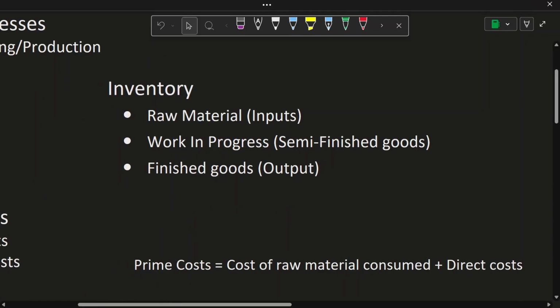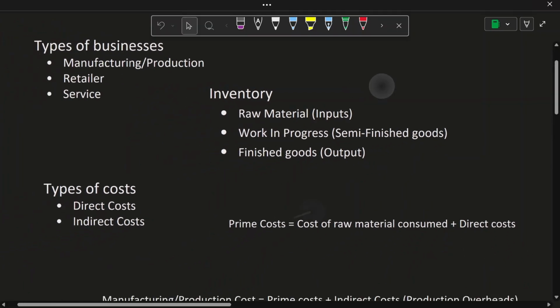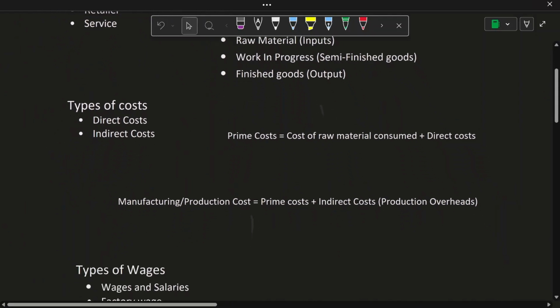Now, there are three types of inventories that you should know of. First of all is the input, raw material inventory. Then we have the semi-finished goods, which is your work in progress inventory. And we have the output, which we call the finished goods inventory. I recommend you memorize these three because they're going to be essential in your manufacturing account as well as your statement of financial position. And there's going to be a difference that you need to know of for your statement of profit and loss as well.